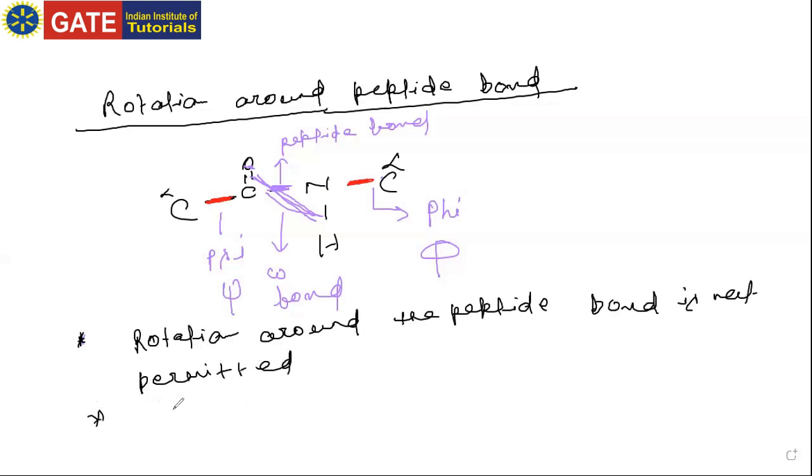Next, rotation around the bonds connected to the alpha carbon is permitted. These bonds connected to the alpha carbon can rotate, like the psi bond and the phi bond. Understood this?